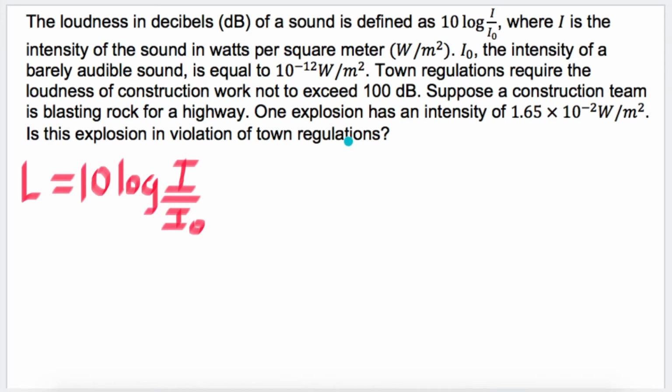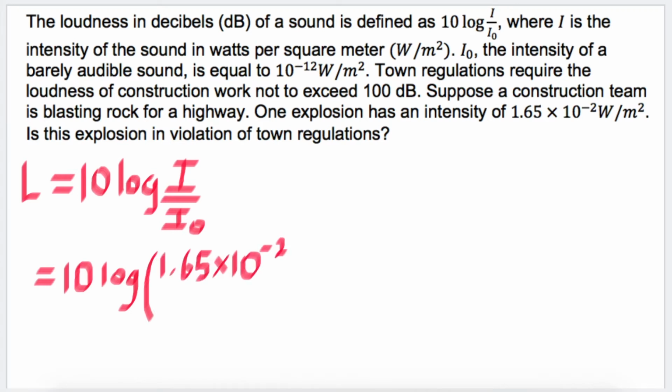So let's see how we would do this calculation using logarithms. I have the formula here ready, and I'm setting it equal to a letter L, L for loudness. I'm going to start off by substituting the I in the numerator with 1.65 times 10 to the power of negative 2.